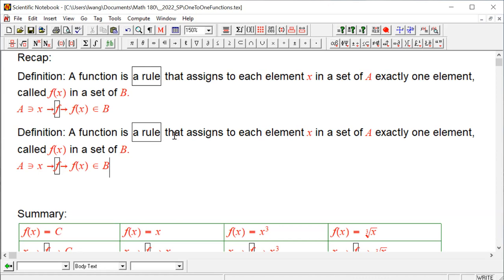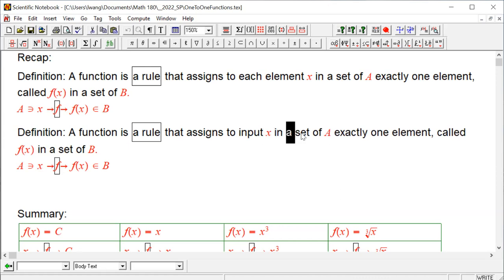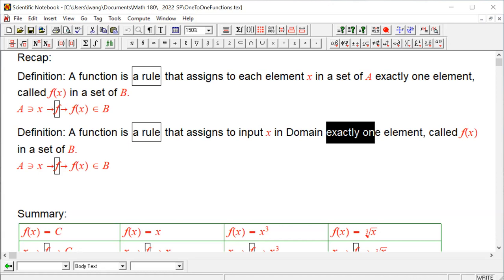A function is a rule that assigns to each element. Instead of saying element, I'm going to give it a special name, input, in a set A. I'm going to change it to domain. Exactly one element. We're definitely going to keep the exactly one. Exactly one is extremely important.